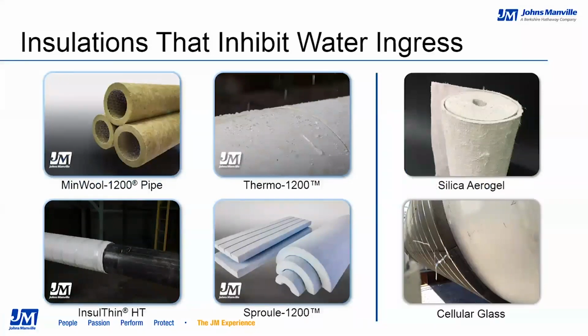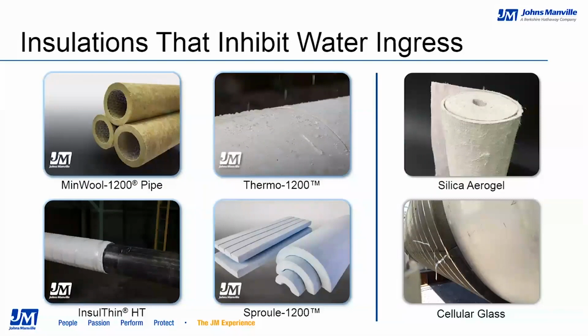When it comes to selecting water-resistant materials, there are a multitude of options, as you can see here. JM's the only manufacturer to offer multiple types of water-resistant insulation, and our complete water-resistant insulation portfolio is shown on the left, with Manville 1200 pipe, Thermo 1200 calcium silicate, Insulthin HT, which is thin hydrophobic blanket, and Sproul 1200 perlite. What you see on the right of the screen are two other materials that we do not manufacture but fall into a water repellent category, silica aerogel and cellular glass.